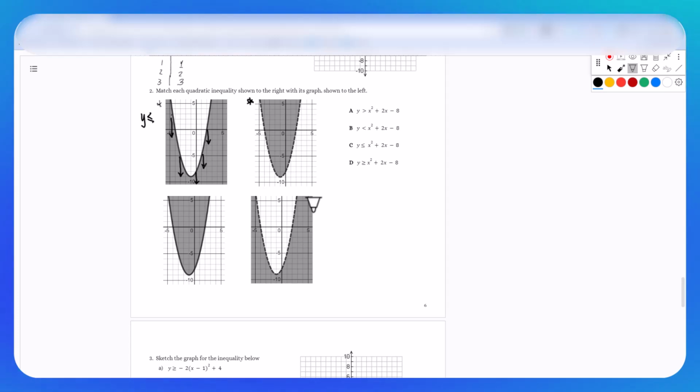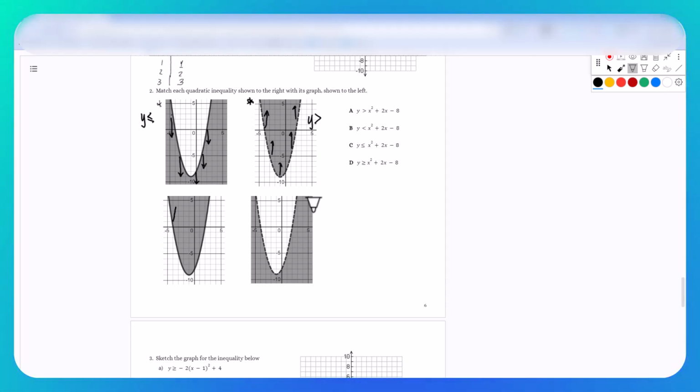Now let's look at this one. Well, in this one, it's shaded above the boundary line. So this means that y is at least greater than the boundary line. And when we check if it's a solid or dashed line, it's dashed. So we know that y is only greater. It cannot be equal to the boundary line.